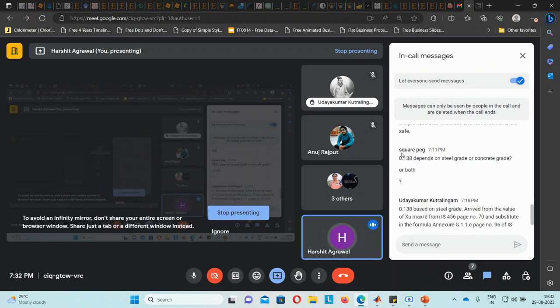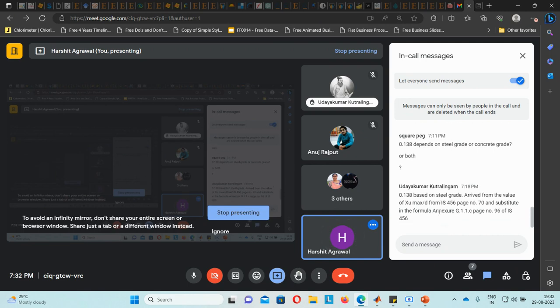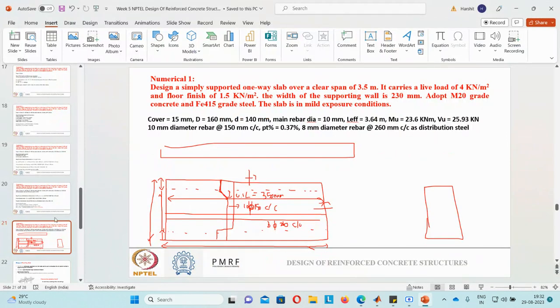I guess Mr. Square PG, whoever it is, your 1.138 doubt is clear. It is based on the steel grade, okay? You can see the IS code directly also to see how they calculate it, as Ms. Udaya Kumar mentioned. So we'll proceed ahead now if everyone is clear with this question.